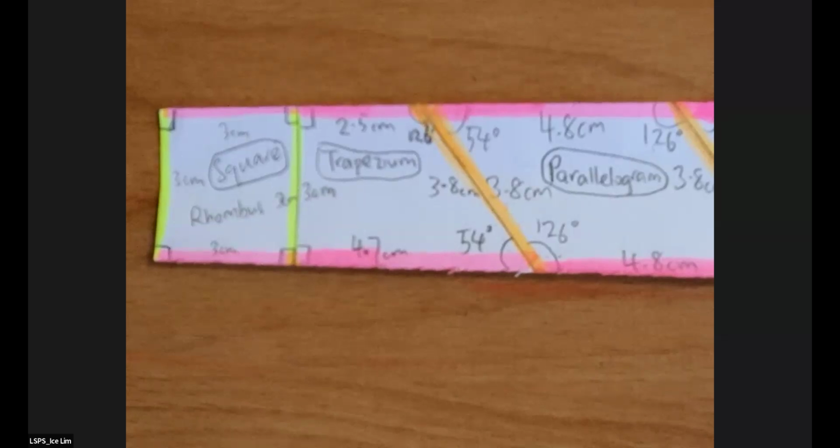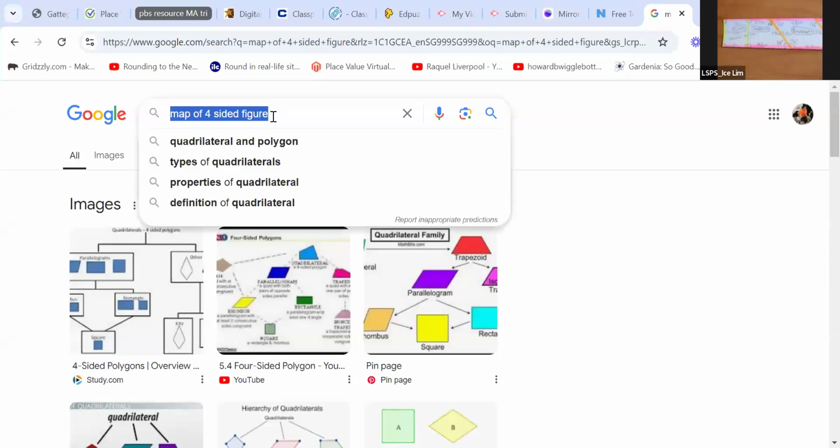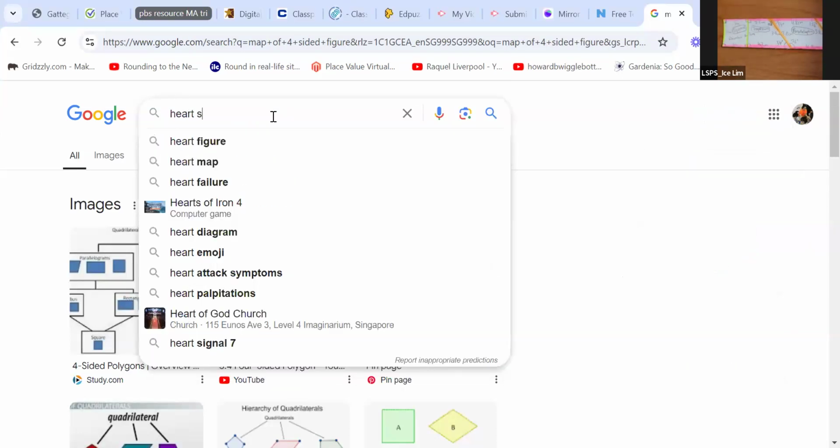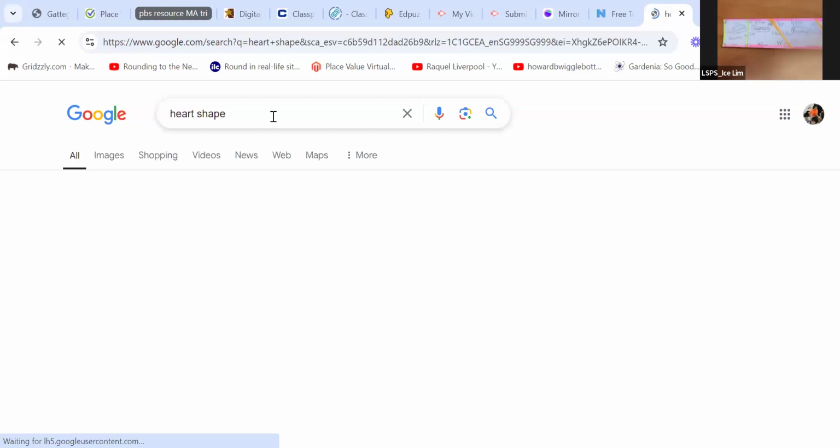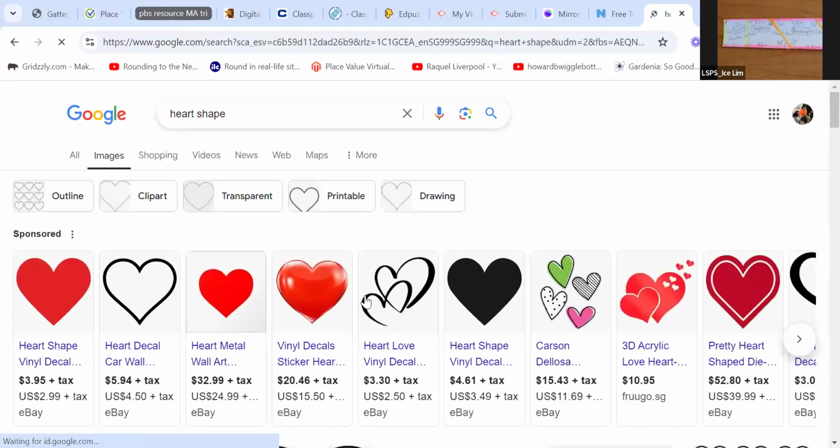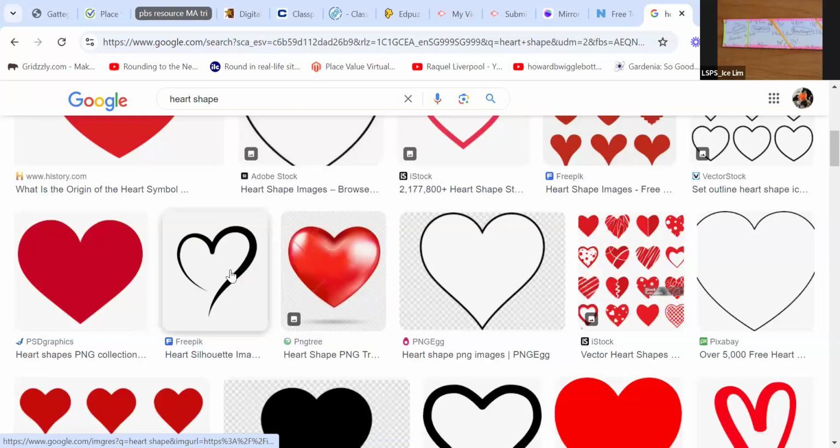It's actually not very accurate to say diamond. Let me just quickly show you. For example, you say heart shape, right? Heart shape. It looks like this, something like that. But you realize that it doesn't really have a proper definite property. We can also say this is a heart.